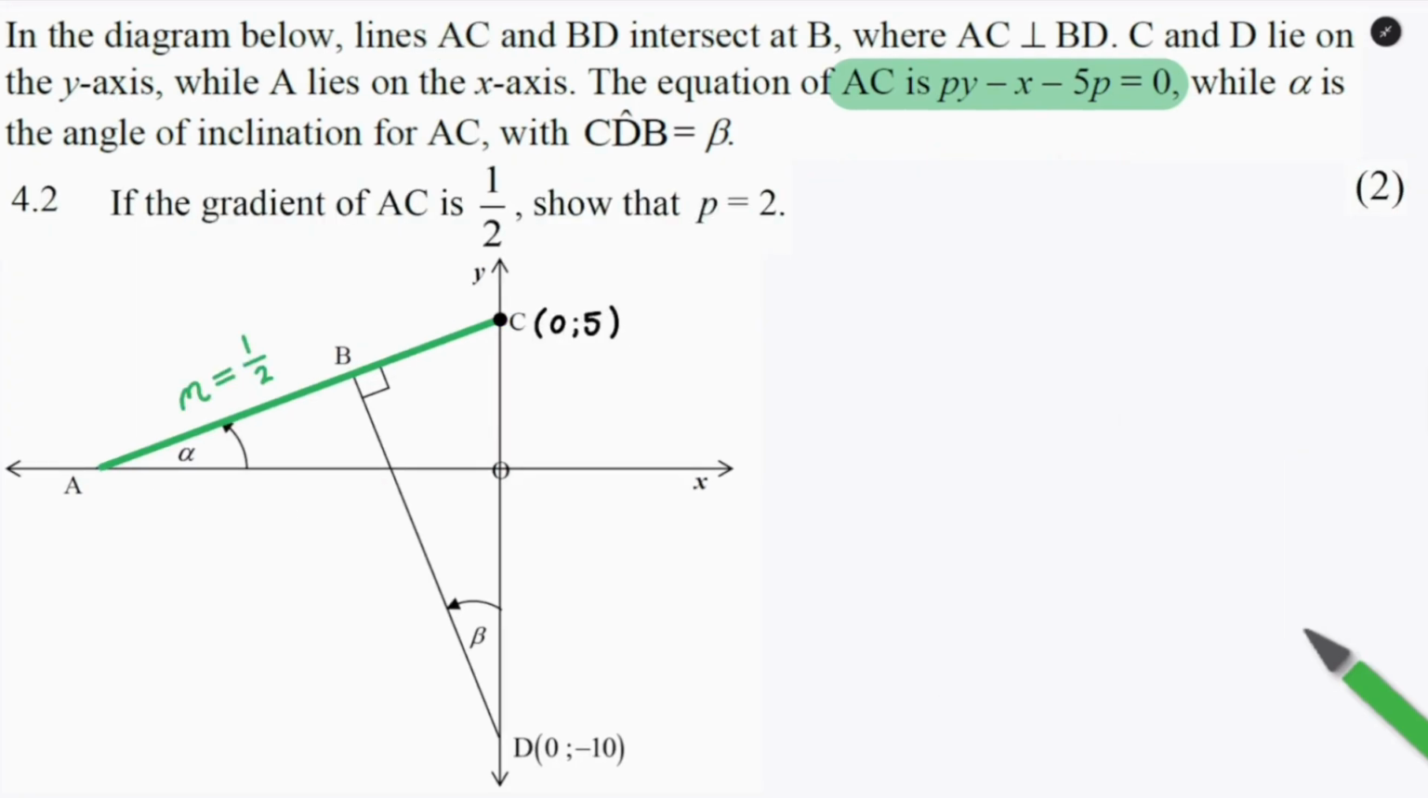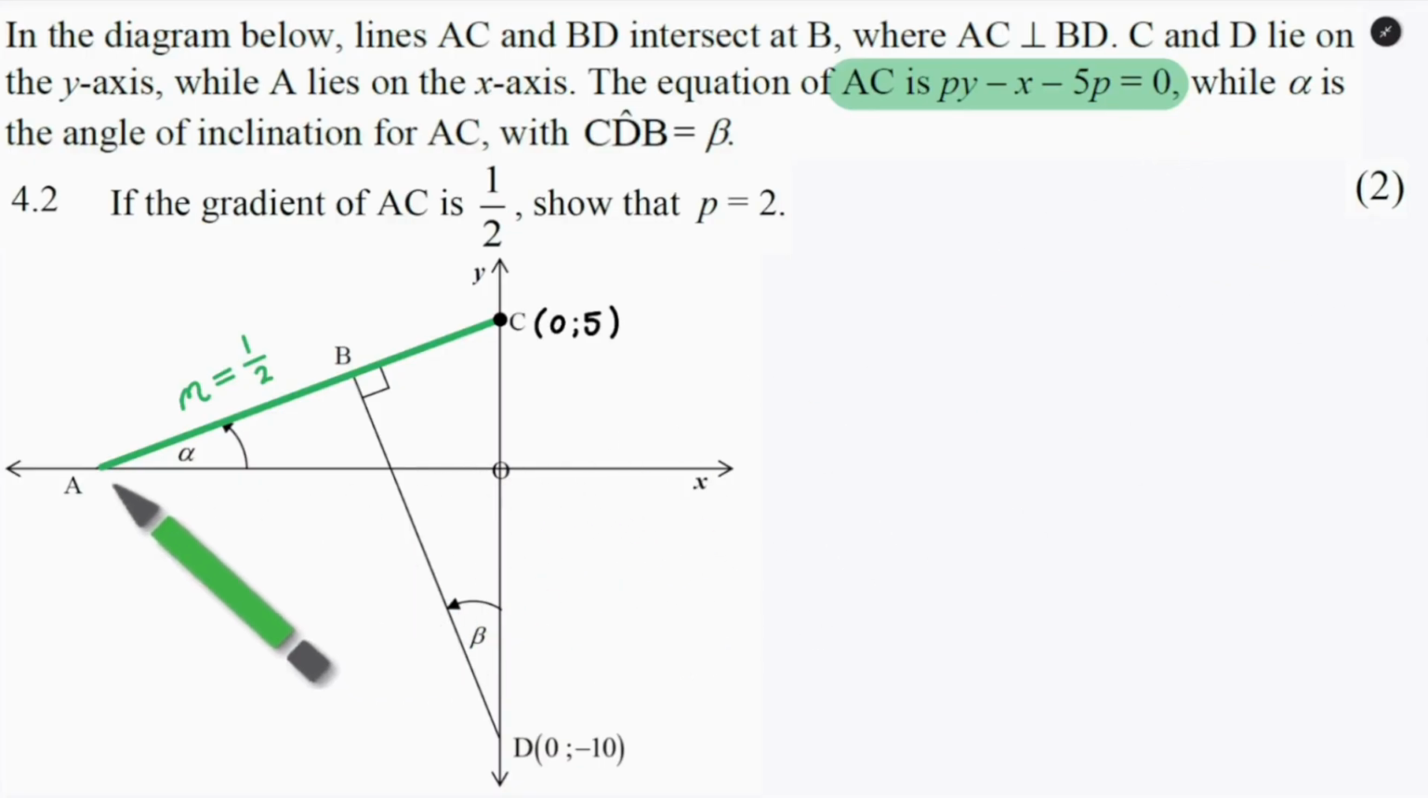In question 4.2, they tell us that the gradient of AC is 1/2, and with that we need to show that p equals 2. So I'm not allowed to use this p equals 2. I've got to show where it came from. So my first instinct was basically to sub this point into that line to get p. But that was unsuccessful because it just gave me 5p equals 5p. So I've got to find another way around.